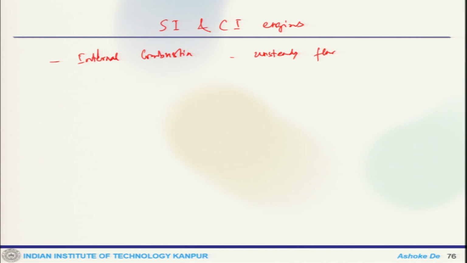Now, SI engine has a cycle which is known as the Otto cycle, and this is basically for your gasoline engine, petrol engines. And CI engine is basically your compression ignition engine. This is for the diesel engine cycle. So, they have these things, and one can see schematically how these two things are different.